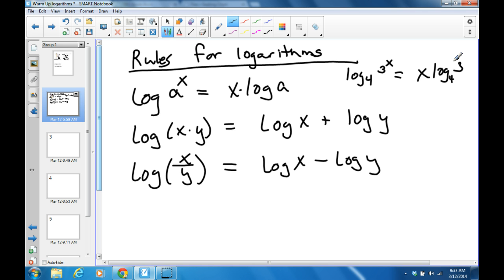The second one you need to know is anytime you have log of 2 or more numbers being multiplied, you can rewrite that as log of the first number plus log of the second number. And once again, if you had a different base there, or if it's a natural log, this still works the same way. Okay? And the last thing you need to know is this one, log of x over y is the same thing as saying log of x minus log of y.